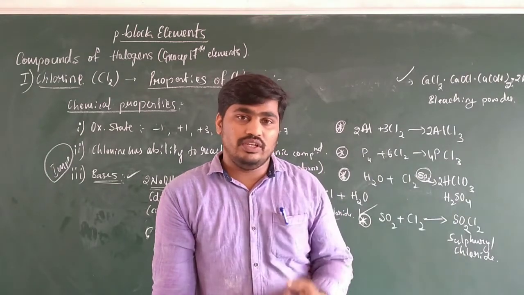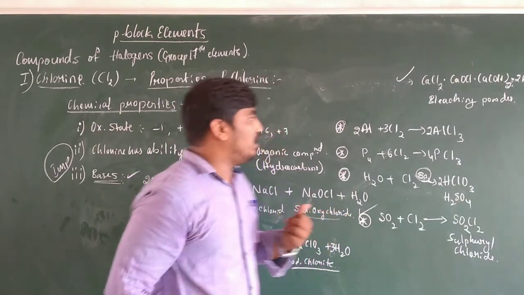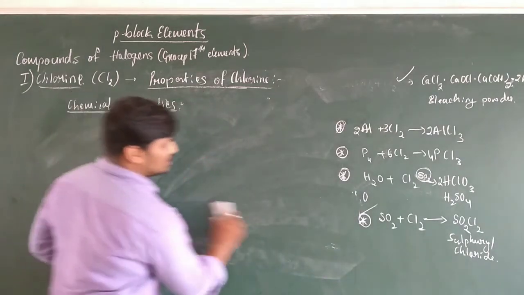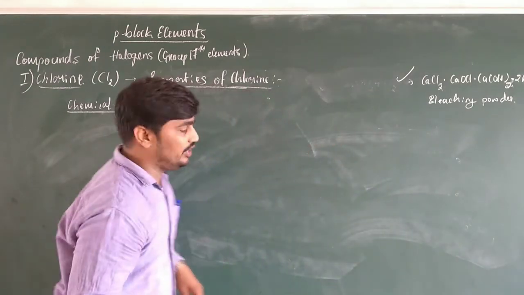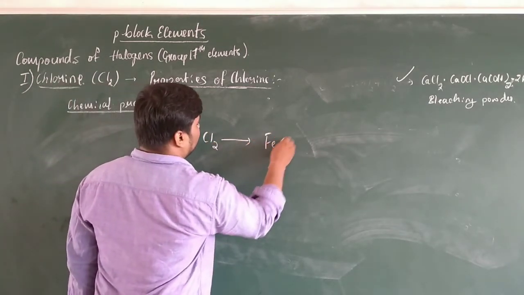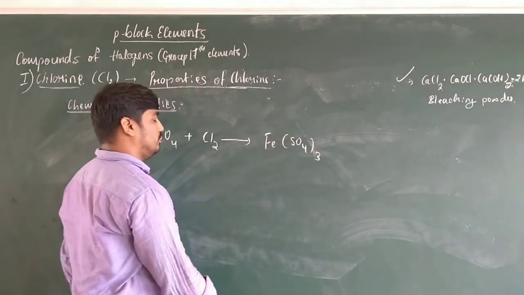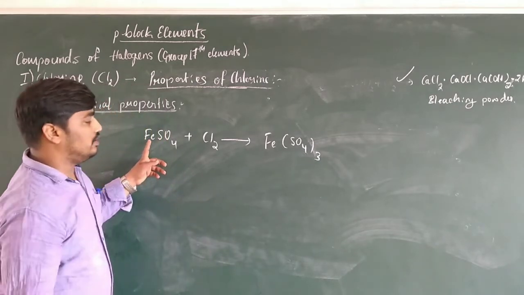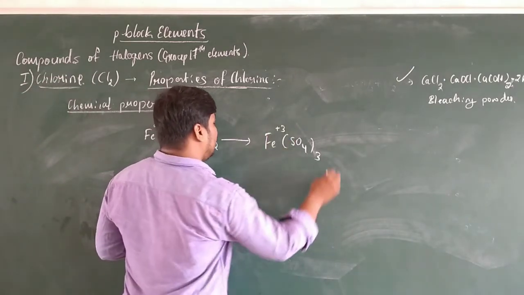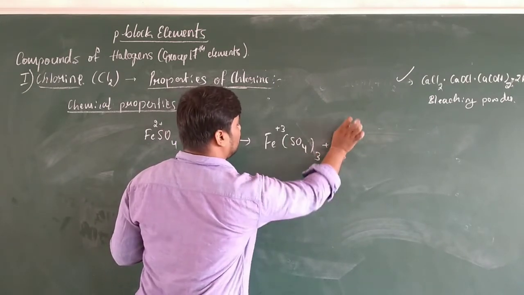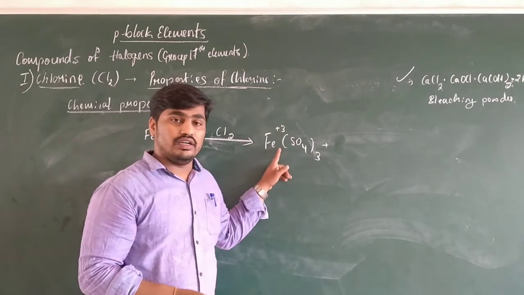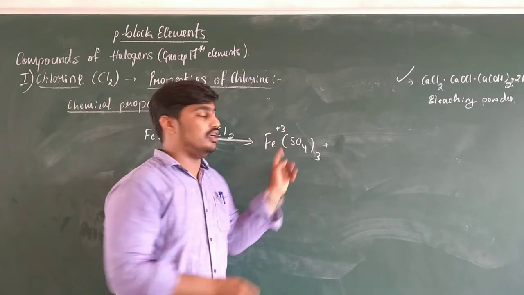Not only this, next is the ability of chlorine to convert ferrous sulfate into ferric sulfate. Chlorine has the ability to convert FeSO4, ferrous sulfate. When it reacts with chlorine, it gets converted into the ferric form. This one is ferrous because the oxidation state of Fe is +2, and here it is +3. Chlorine oxidizes the iron from +2 to +3 oxidation state.